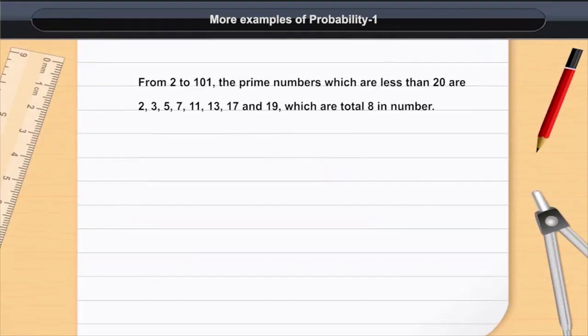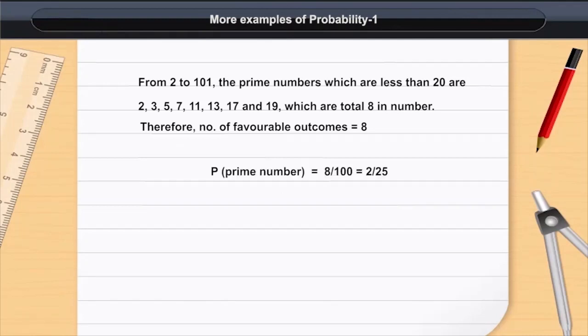4. From 2 to 101, the prime numbers which are less than 20 are 2, 3, 5, 7, 11, 13, 17 and 19, which are total 8 in number. Therefore, the number of favorable outcomes is equal to 8. P of a prime number is equal to 8 by 100, which is equal to 2 by 25.